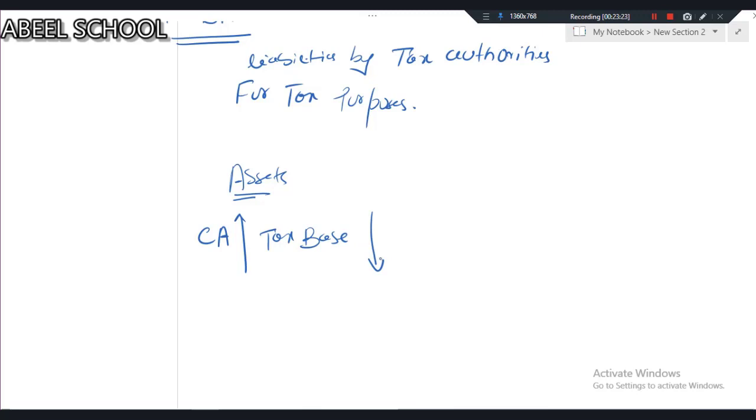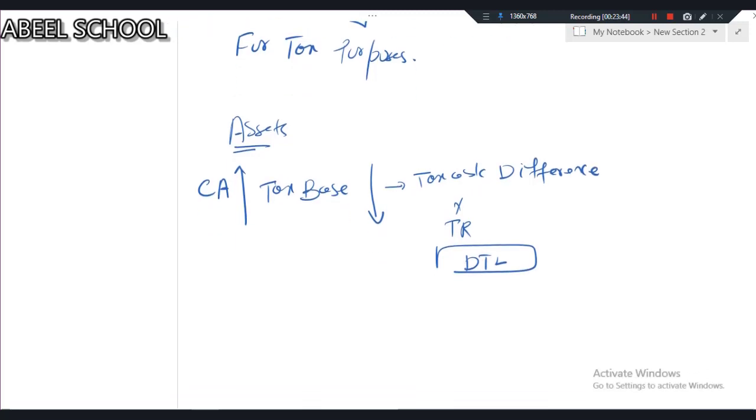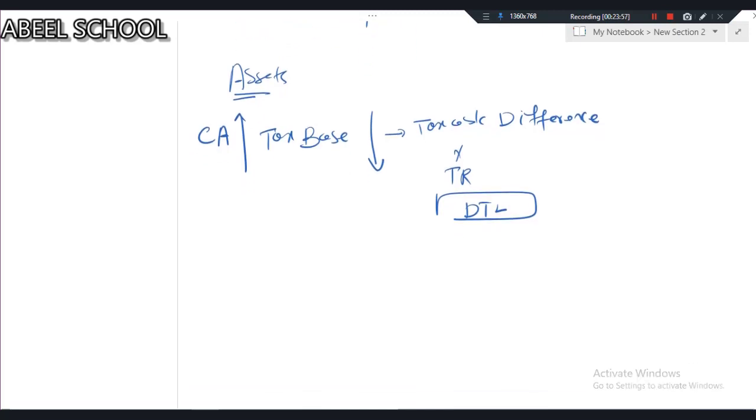If carrying amount of asset is more than the tax base, then the difference is a taxable difference. And we know that taxable difference into tax rate gives us deferred tax liability. Carrying amount means the amount which is written in SOFP. If your assets are having carrying amount more than the tax base, the difference is a taxable difference, and taxable difference into tax rate gives you deferred tax liability.